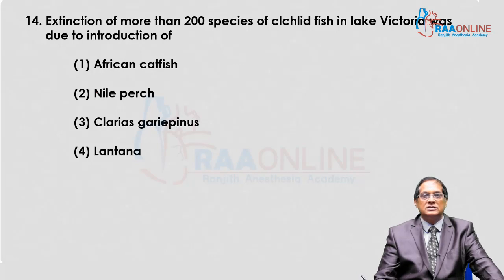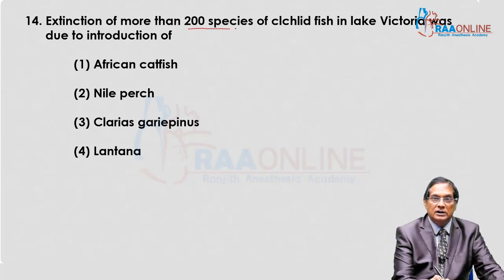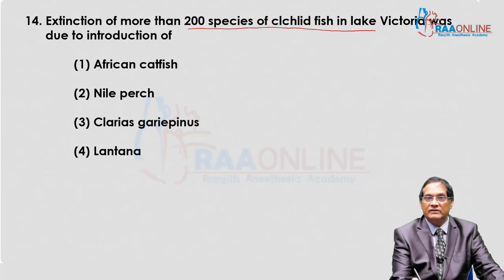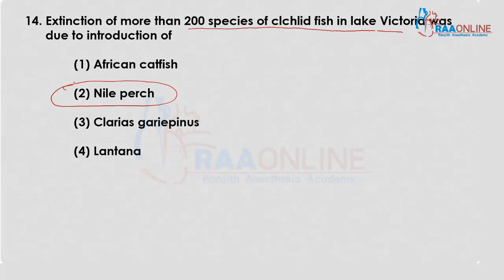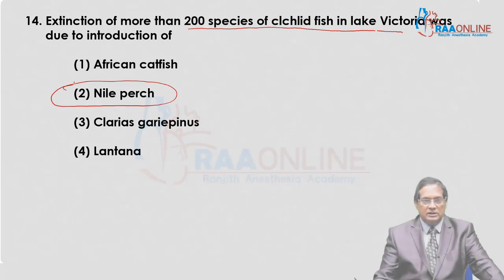Then extinction of more than 200 species of cichlids in Lake Victoria. Here the alien species Nile perch is introduced. The Nile perch is an alien species for Lake Victoria.